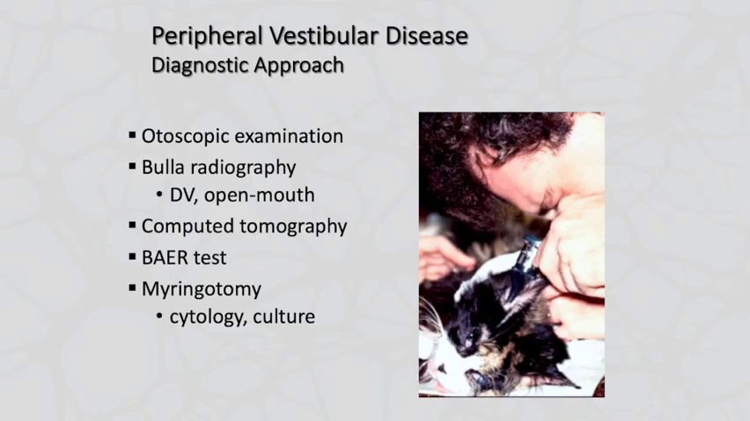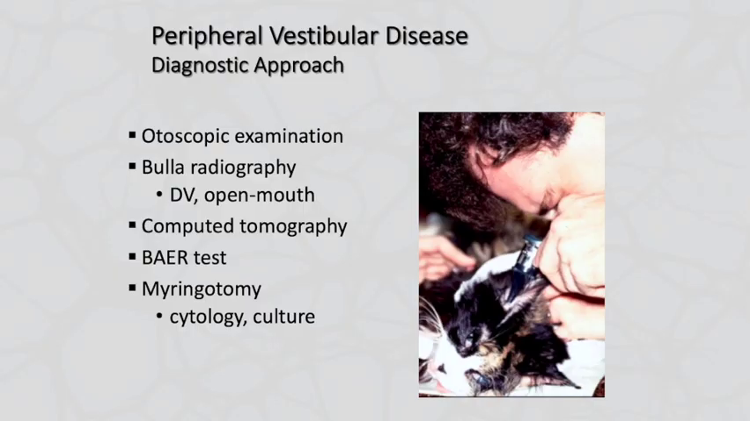Before we get into the differentials, we'll just go through the diagnostic approach. Of course, anytime you localize to the peripheral vestibular system, an otoscopic examination is going to be recommended. It's not always the most helpful, but sometimes you'll see something obvious like horrible ear disease or potentially a mass. Going one step beyond that, there are radiographs that can be done of the bulla to look for any sort of obvious lysis to the bone or potentially increased opacity within the bulla itself.